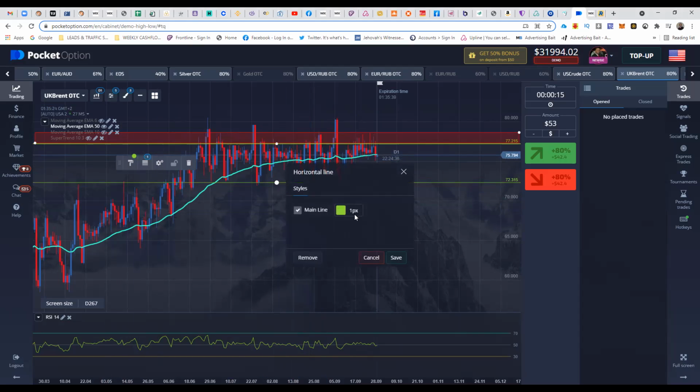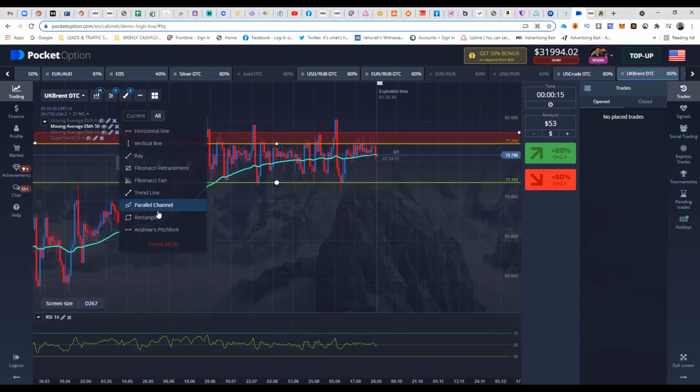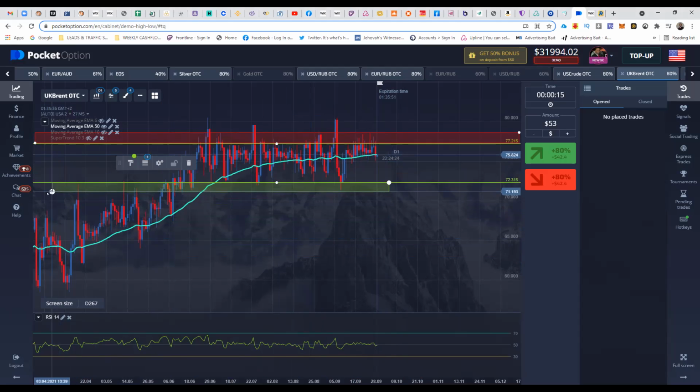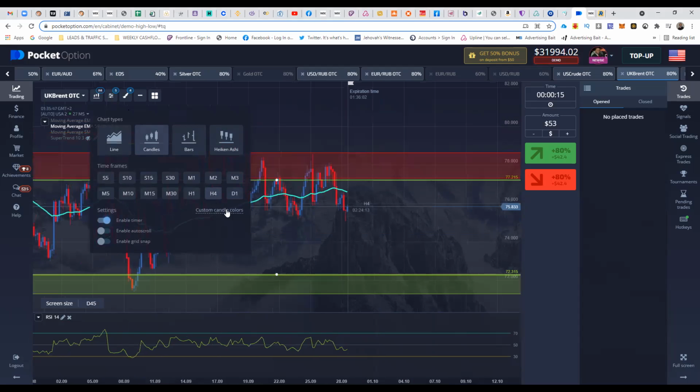I'm going to change the thickness of this. Then I want to draw a rectangle according to this. And so now, this is our supply and demand zone, okay? Now the very next thing we're going to do is switch to the 4-hour time frame.